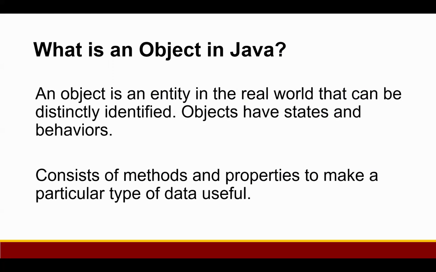So what is an object in Java? In Java, an object is an instance of a class that represents a real-world entity with distinct identity, state, and behavior. You can think of an object as a concrete example created based on the blueprint provided by your class.